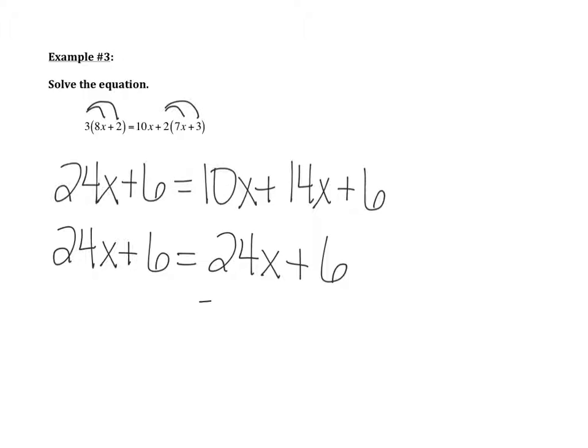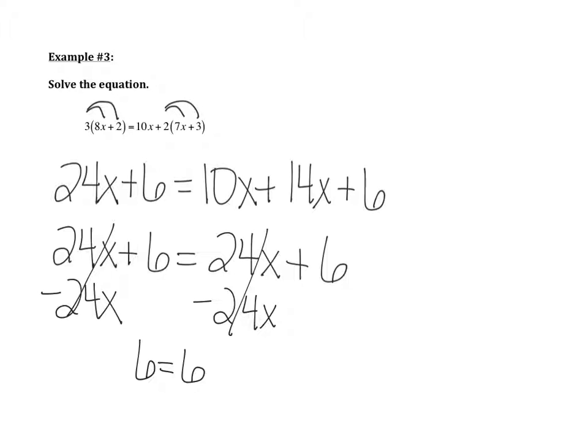But look what happens if I just keep carrying on here. I would subtract 24x from both sides, try to get variables on one side, constant terms on the right. But again, this is going to cancel on the left, and this is going to cancel on the right. So I'm left with 6 equals 6. So this time, my variables cancel each other out, and I was left with a true statement. 6 is equal to 6.